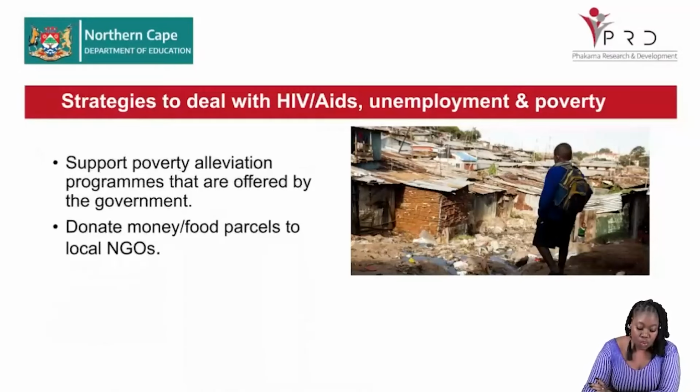And then also we can make sure that we donate money or food parcels to local NGOs. I think this is what we spoke about already, the fact that Woolworths is donating to several organizations throughout the country. This is an example of how they deal with poverty.